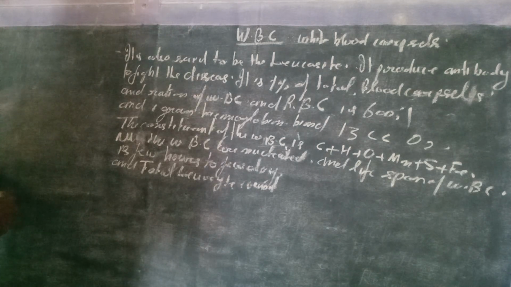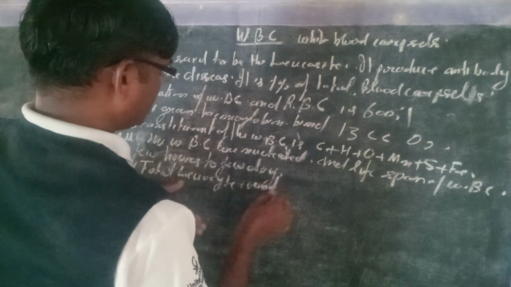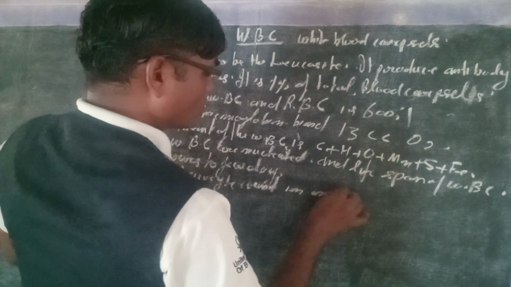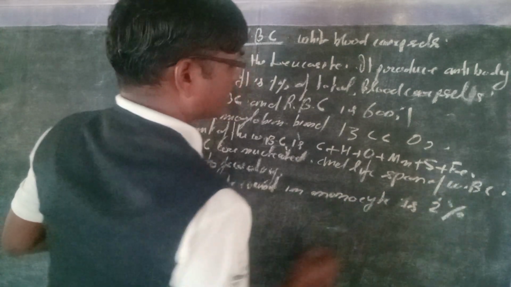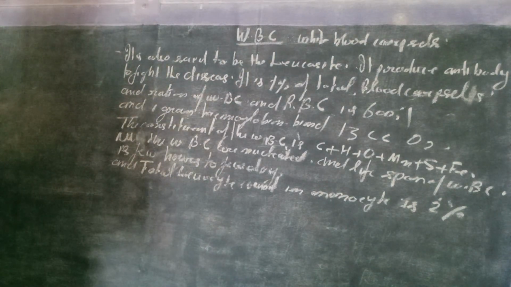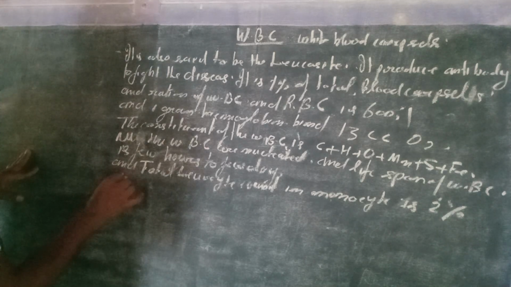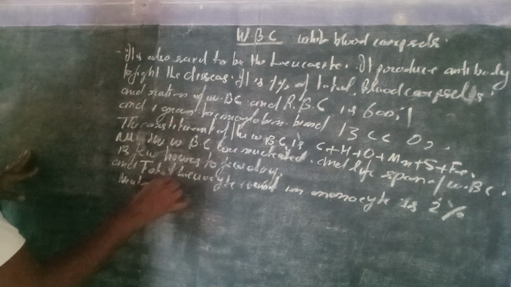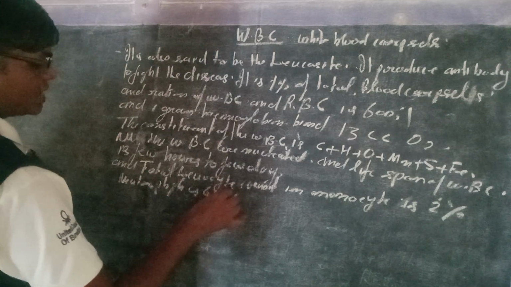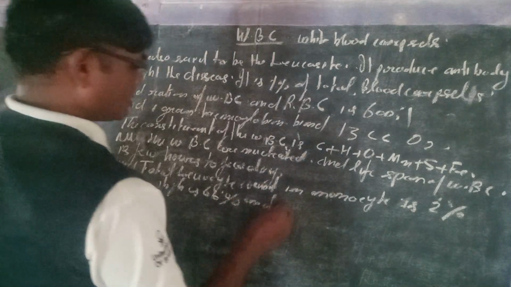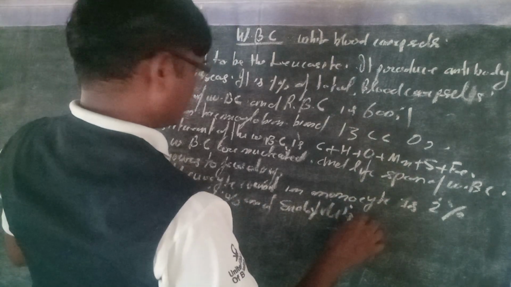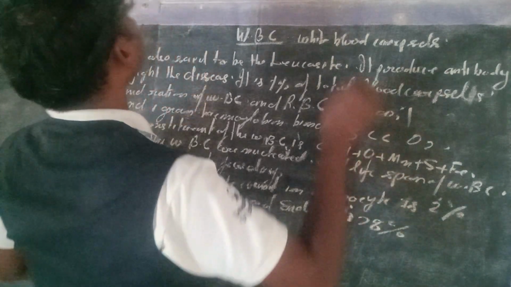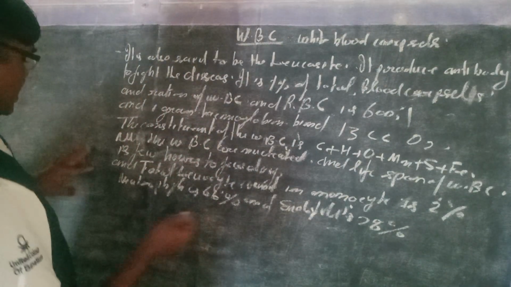In the total leukocyte count, TLC, monocytes are 2%. Neutrophils are 65%, eosinophils are 5% and lymphocytes are 28%.